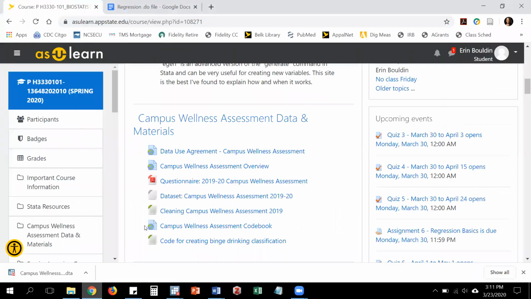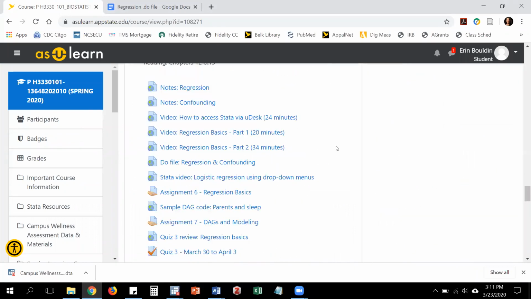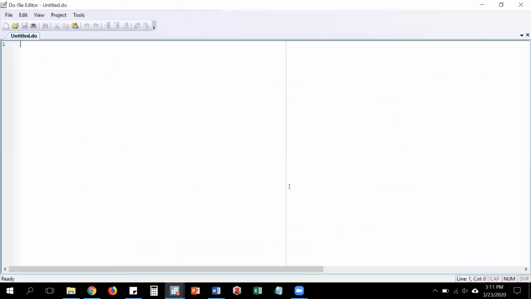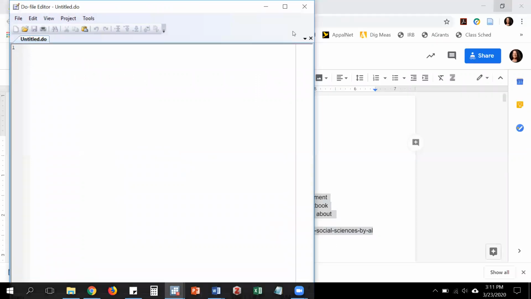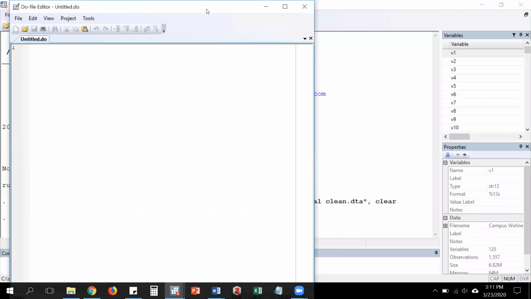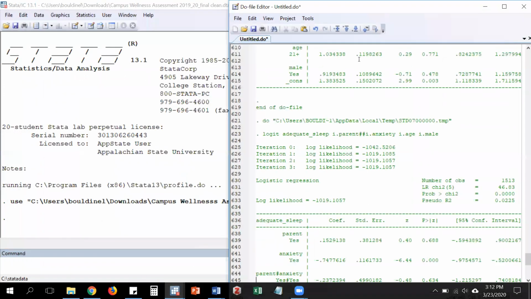And go back to the class website. And now go down to the regression section and open that do file there. So I'm going to do Control A and Control C to copy it. And I don't know why that became so big all of a sudden. And paste it over here in my do file window.